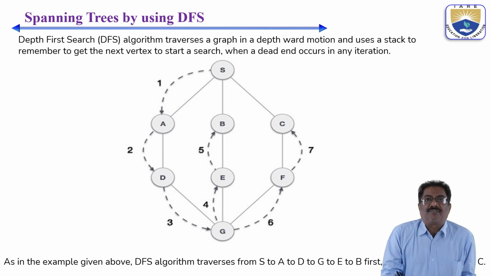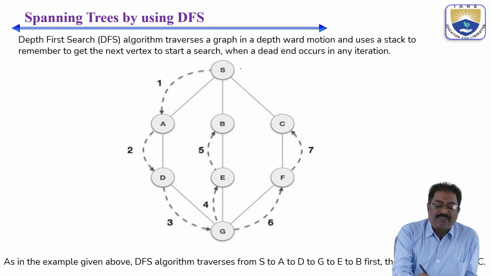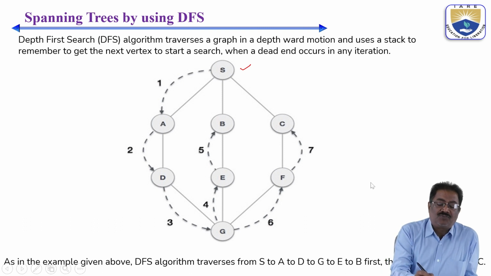So now DFS, this is the graph, and here S is the starting node, and from that A, B, C are adjacent vertices. So now we are moving from S to either A or B or C. Let us consider any one of these vertices. So S to A we will move, and A's adjacent is D. Then we'll move to D. D's adjacent is G, and G's adjacent is either E or F. So any one from this we can consider.